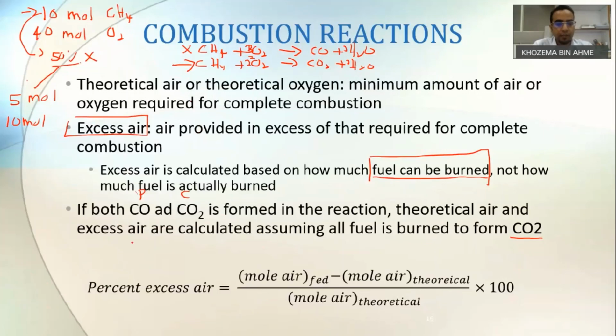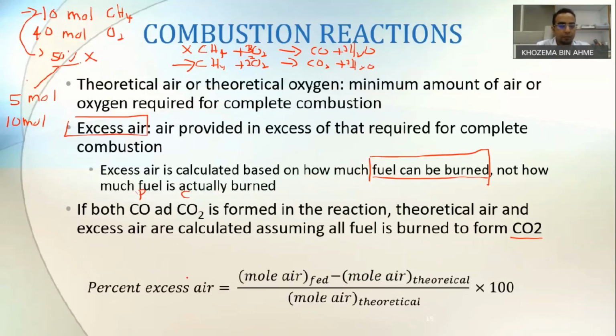So this is the meaning of this statement. The excess air and theoretical air are calculated assuming all fuel is burned. So it doesn't matter if you have a partial or complete combustion. When you are calculating excess air and theoretical air, you just focus on this complete combustion, and you focus on that saying that all fuel is burned. So you want to have the maximum amount of oxygen possible. So if we have a maximum amount of oxygen, then we also have the maximum amount of air possible.